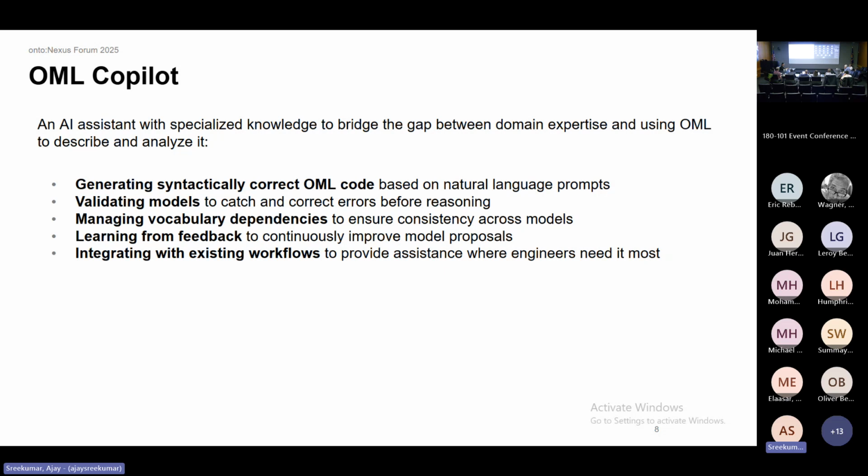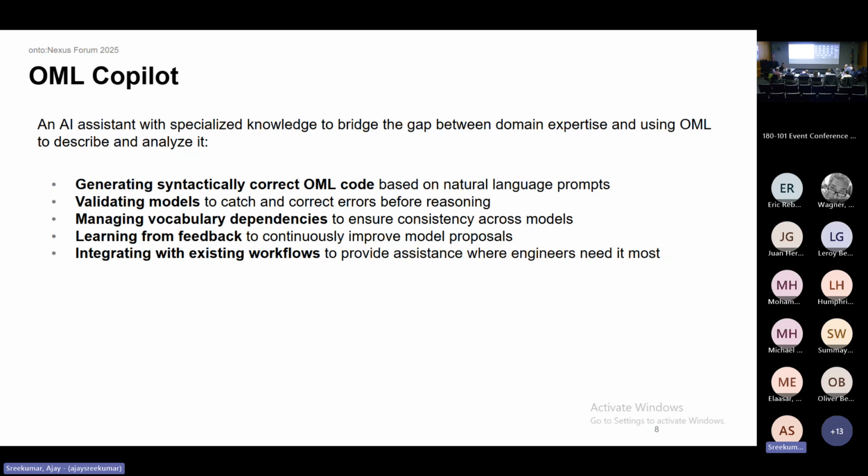So what we'll be trying to do is generate syntactically correct OML code based on these natural language prompts. We'll be validating all of these models which are generated in real time to catch errors before reasoning. We would ensure those explicit vocabulary dependencies are always fulfilled and maintained, because LLMs have this tendency to absolutely hallucinate whenever they generate anything, be it natural language or code. So we would be managing these dependencies to ensure consistency.